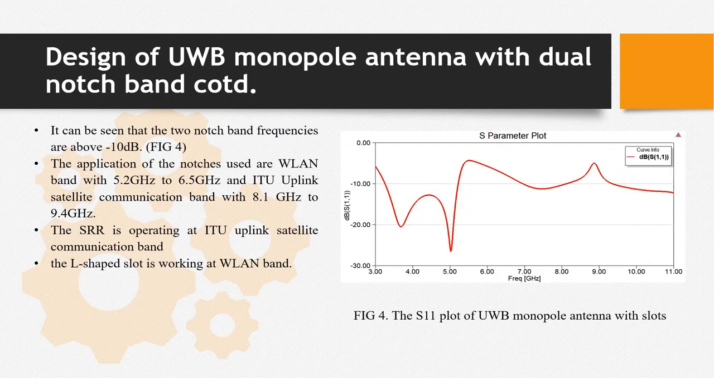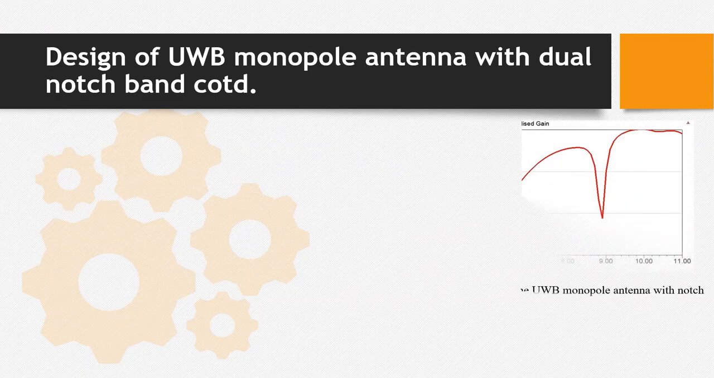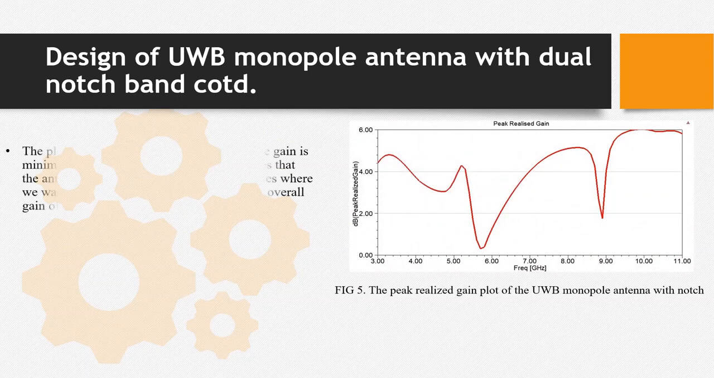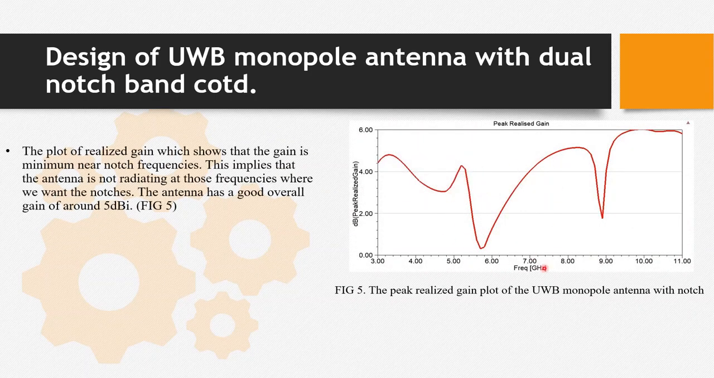The applications are cited. This is the realized gain plot. Here at the notch frequencies, the gain is minimum, so the antenna is not radiating. The overall gain is around 5 dBi.